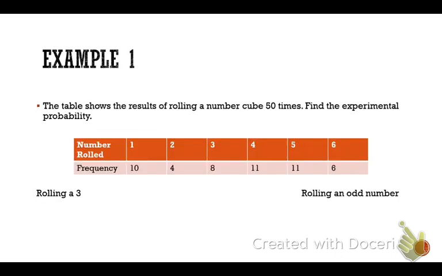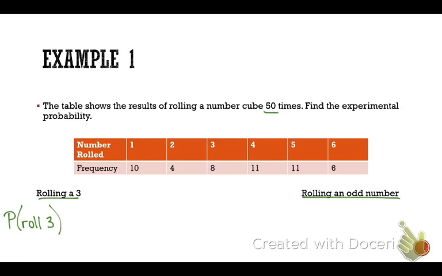Okay, so this table shows the results of rolling a number cube 50 times. Find the experimental probability of the following two scenarios: rolling a 3 and rolling an odd number. All right, so remember, we start off by saying probability that I roll a 3. All right, so what is my targeted outcome?